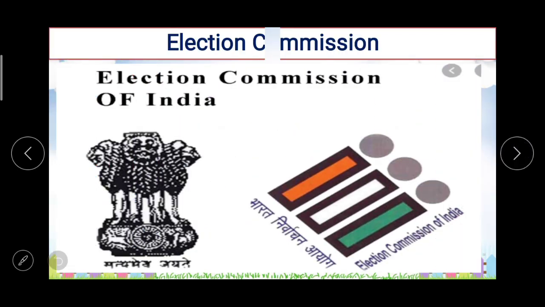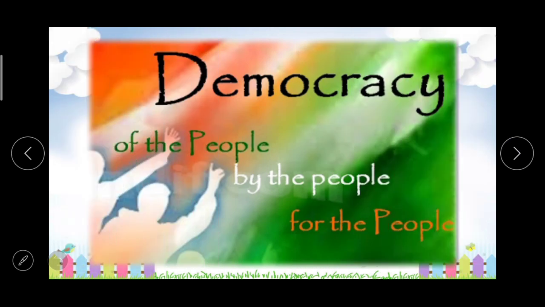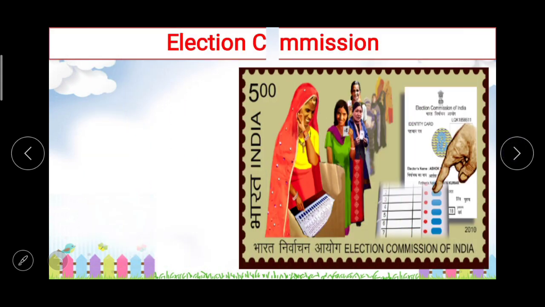Then the next and the last feature of the Constitution, that is Election Commission of India. You must have read about the Election Commission in the newspapers. Since India has adopted a democratic form of government, people have to elect their representatives periodically. And for this, the elections have to be conducted in a free and fair atmosphere.